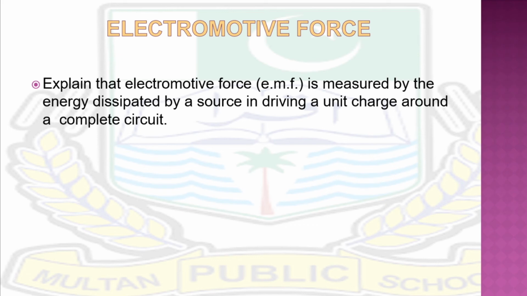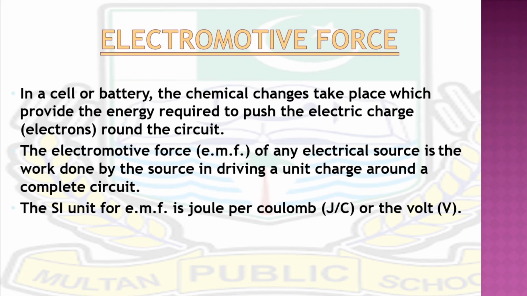Now, what is electromotive force? We have to explain that the electromotive force, or you can say the EMF, is measured by the energy dissipated by a source in driving a unit charge around a complete circuit. So in a cell or battery, chemical changes take place which provide the energy required to push the electric charge, or you can say electrons, around the circuit. The EMF of any electrical source is the work done by the source in driving a unit charge around a complete circuit. The SI unit for EMF is joule per coulomb, or you can say the volt.